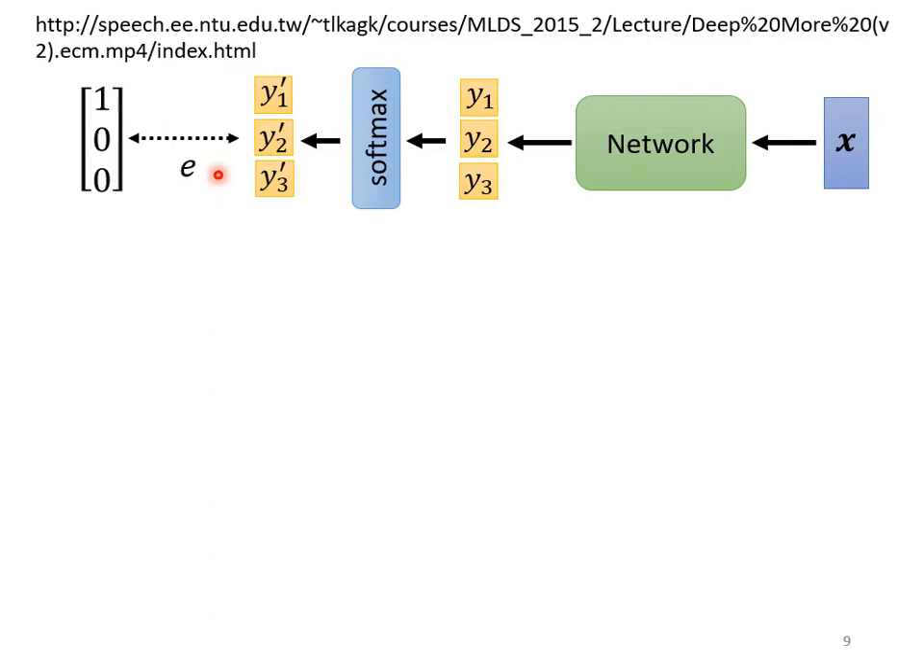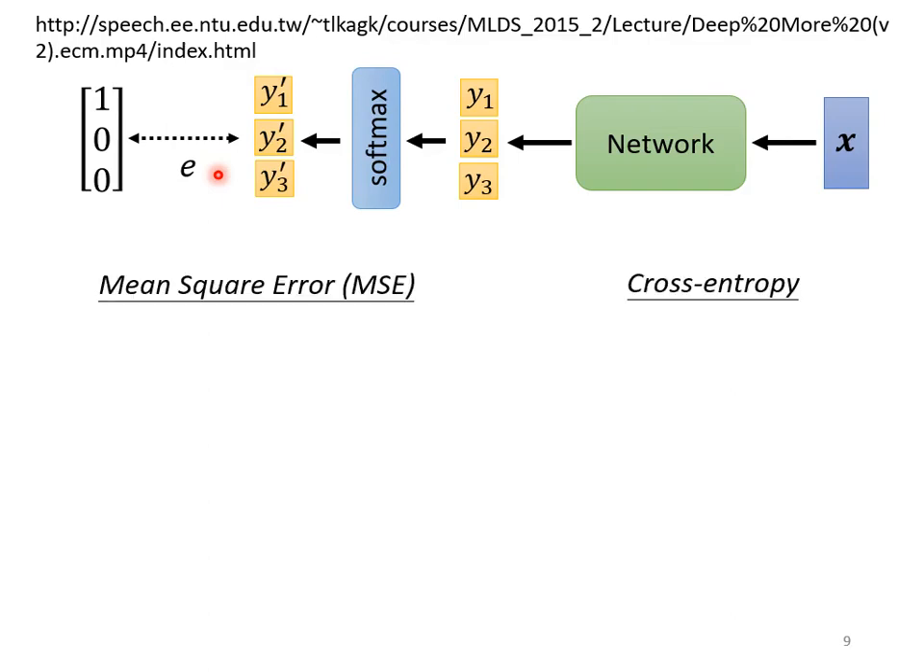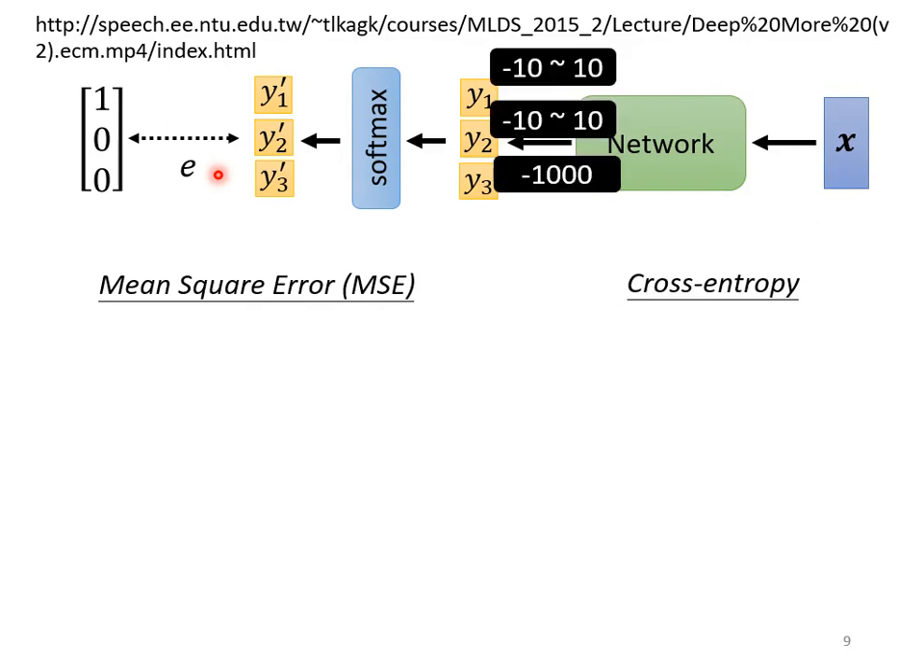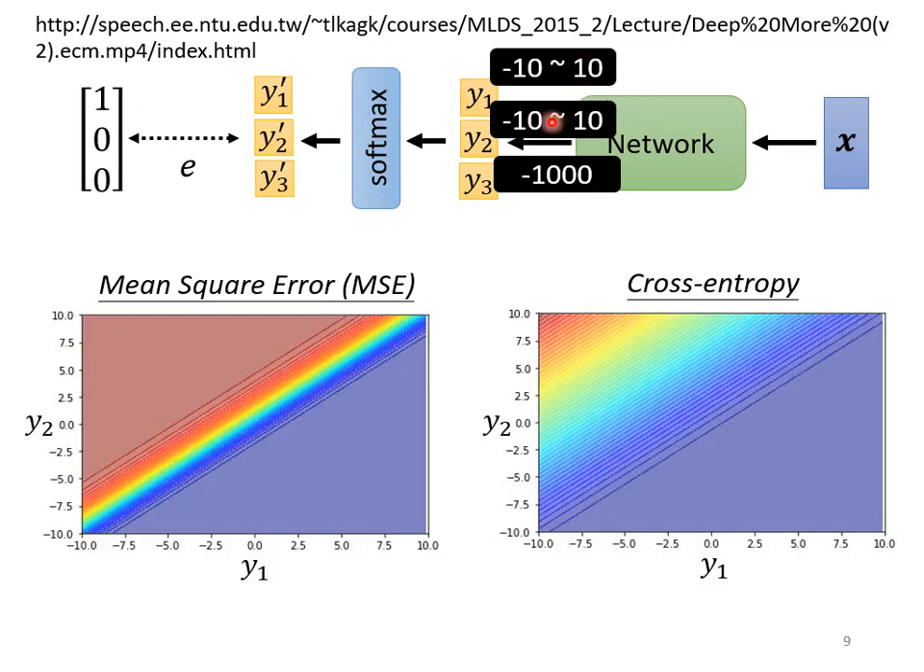Okay, let's take a look at the E, which is set to mean squared error. What is the difference in the error surface compared to the cross-entropy? Assume that y1 changes from -10 to 10. And y2 also changes from -10 to 10. y3 is set to -1000. Because y3 is very small, after taking Softmax, y3 prime is very close to 0. It is very close to the correct answer. And it has little influence on our results. In short, we set a fixed value for y3, and only observe when y1 and y2 change.